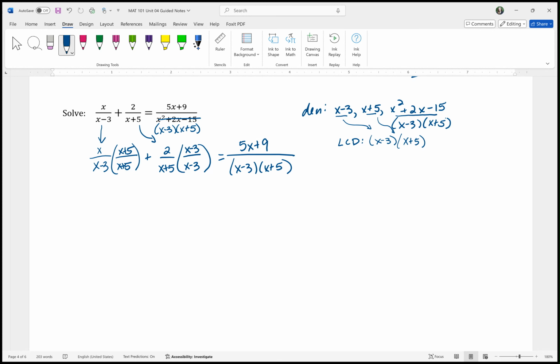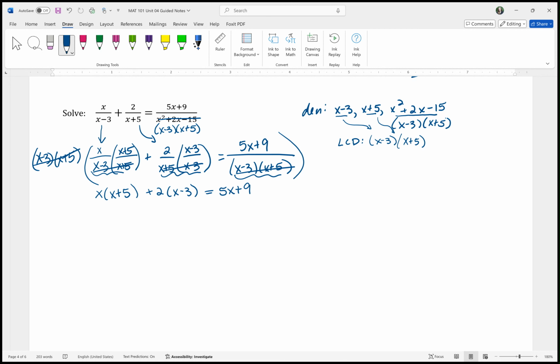Now that we have all of our denominators the same, order doesn't matter, we're multiplying everything by that LCD, that common denominator. And again, that was x minus 3, x plus 5. And that essentially multiplies and cancels this and every one of our denominators. So this will give us x times x plus 5 plus 2 times x minus 3 equals 5x plus 9.